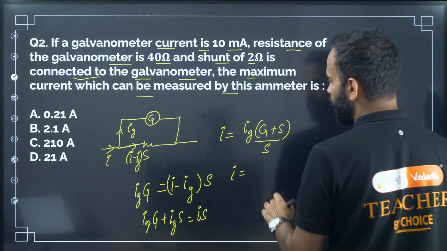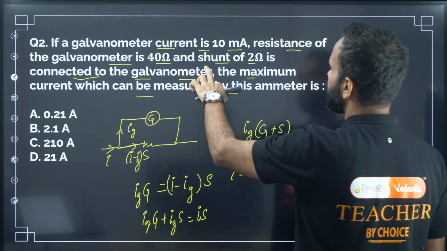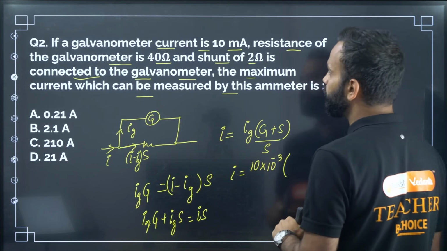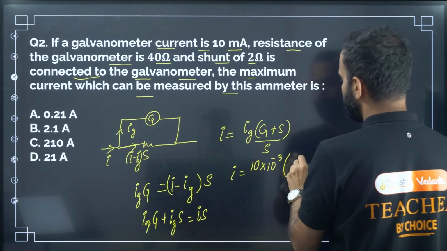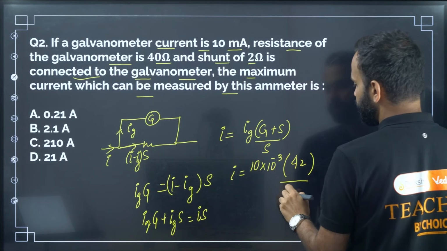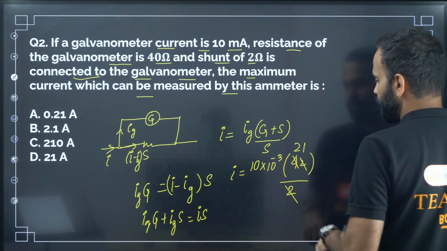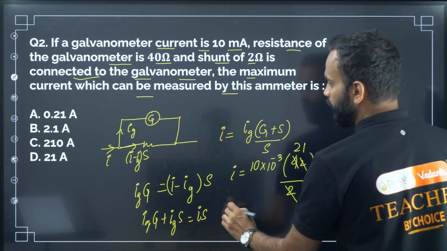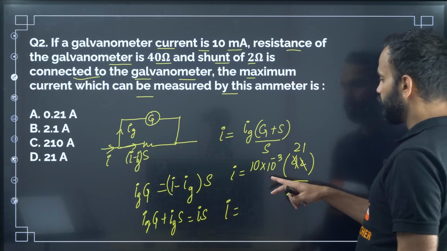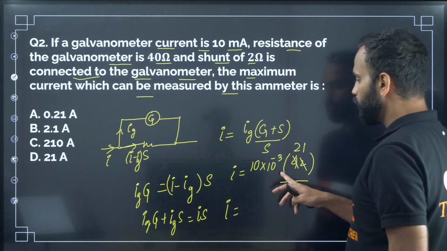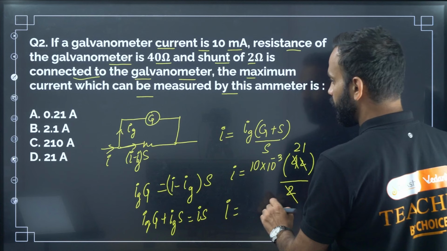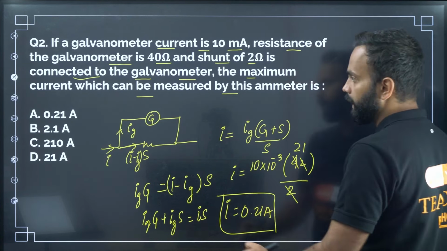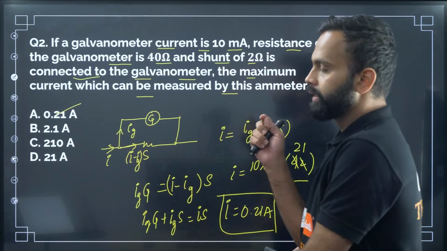So now solve this. Ig is 10 milliampere, and G plus S is 42 divided by S is 2. So 2 2s are 4, 21 into 2 is 42. Then I is equal to 21 into 10 is 210, 210 into 10 to the power minus 3, which is 0.21 ampere. So the correct option is A.